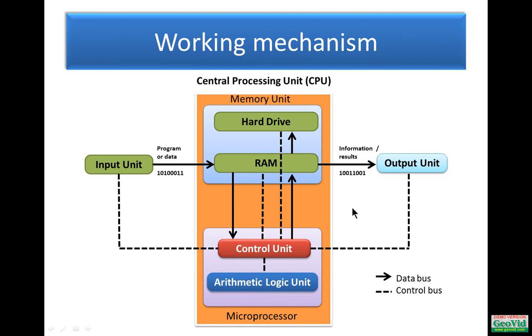Now, for example, the computer is switched off for several days, and then after a few days the computer is turned on. Now I need that data back. Then what happens? The control unit will coordinate with the hard drive through the RAM, and the data will be loaded back into the RAM and displayed on the output screen. So in this way the whole computer system will work. This is the computer working mechanism.